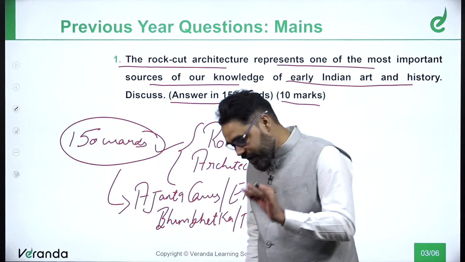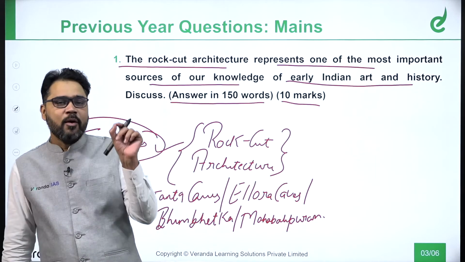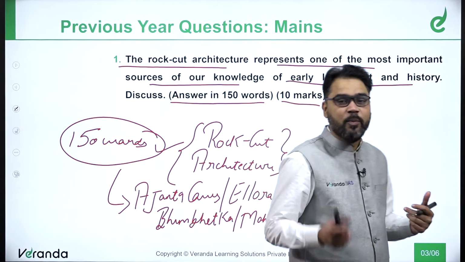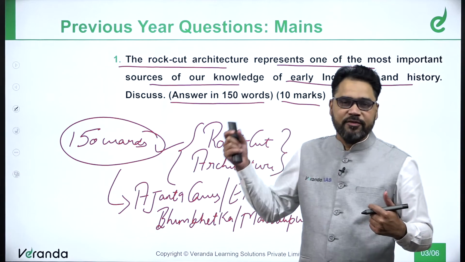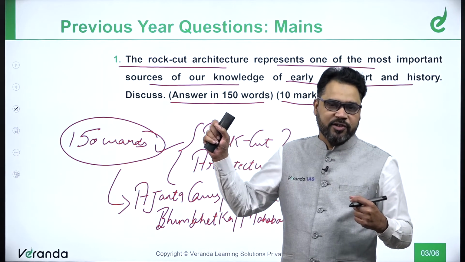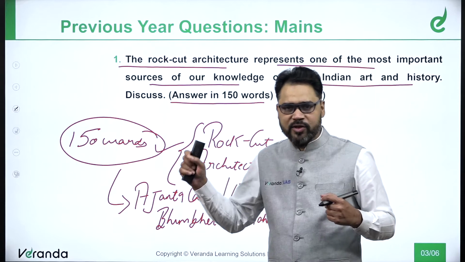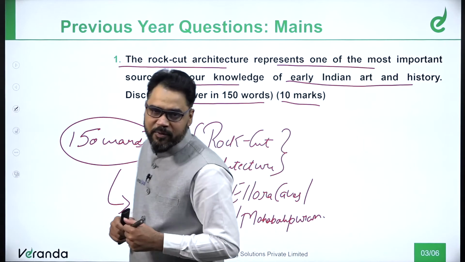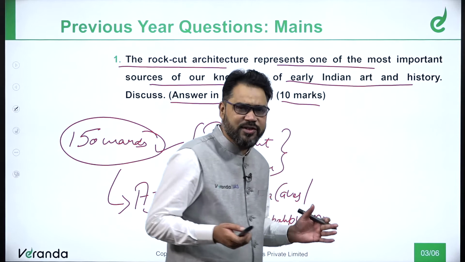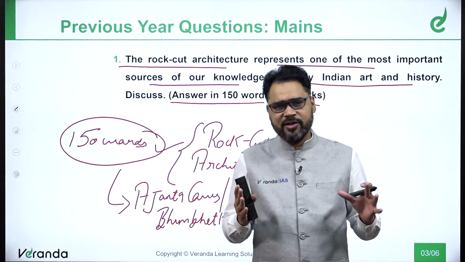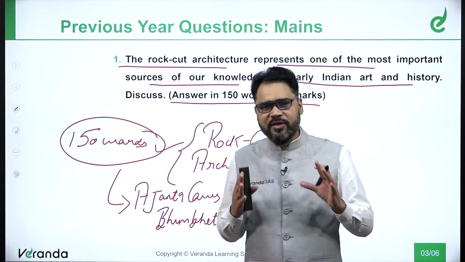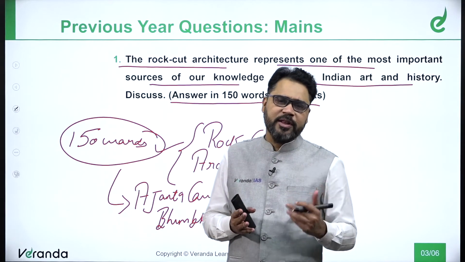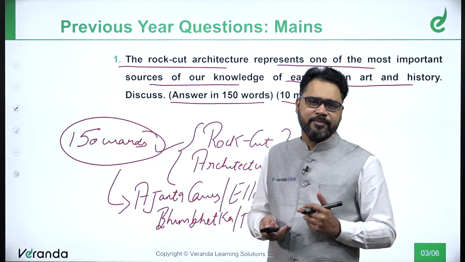The idea here is to mention the sources and one significant point from each. For example, if I'm saying Ajanta, mention a point about the Ajanta caves that provides sufficient insight into Indian art and history. Similarly, take an example from Ellora, from Bhimbedka, from Mahabalipuram, and there are various other rock cut architectures from which the richness of Indian art and architecture can be understood. This would be the right way to approach and answer this particular question.